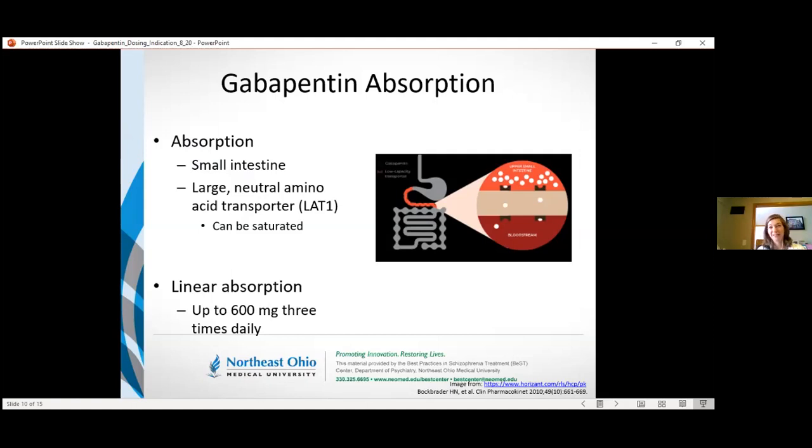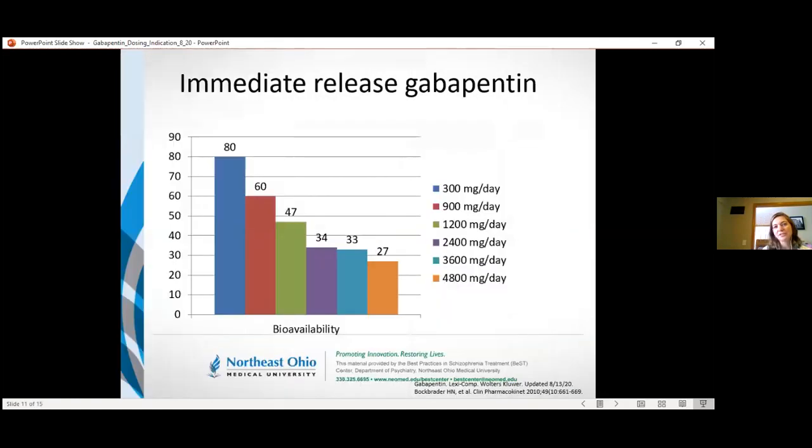Because if they're saturated, they can't absorb more, even if there is more in the gut for them to absorb. So that's consistent for the immediate release medications. As I had mentioned, we have 2 other newer extended release preparations. Oh, I forgot I had this. Sorry. So bioavailability, the amount of medication that you take that actually makes it into the body.